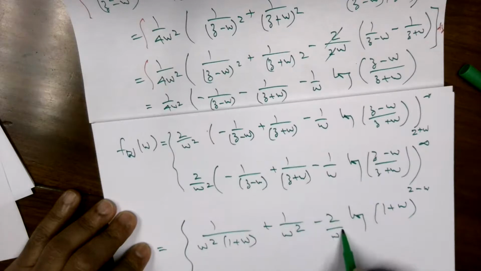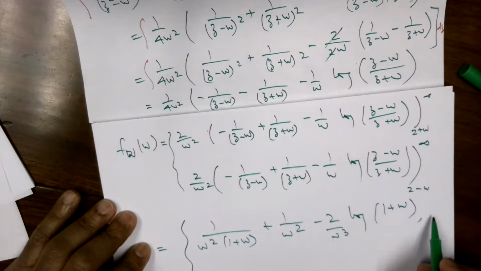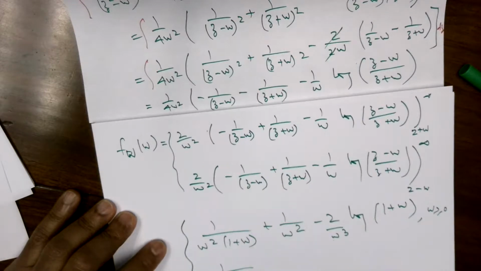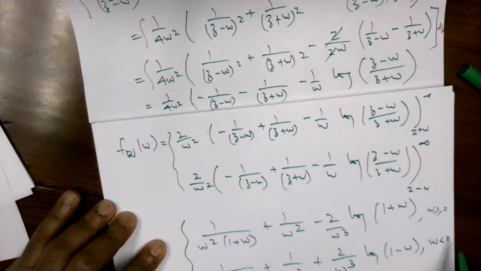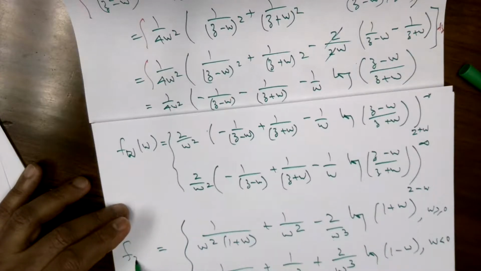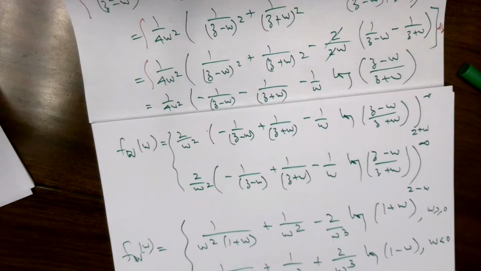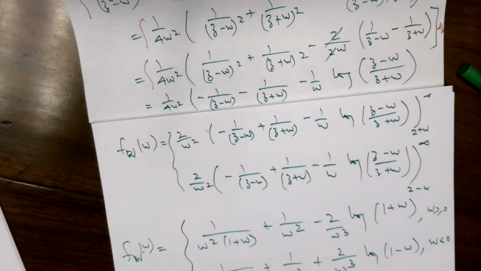So with the w squared, this becomes w cubed. So this is for w positive, and for w negative, we get the density f_W(w). The question is, is this right?